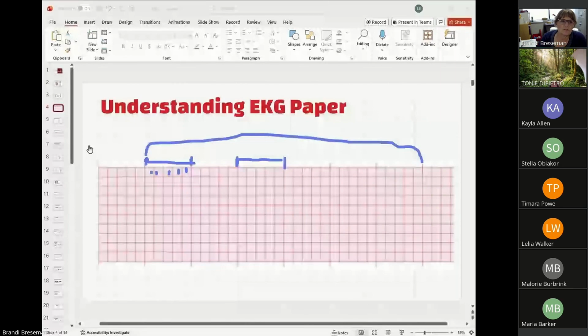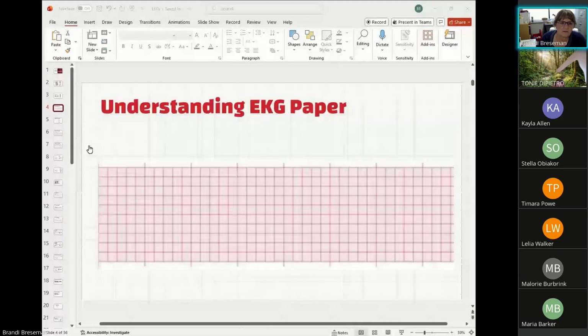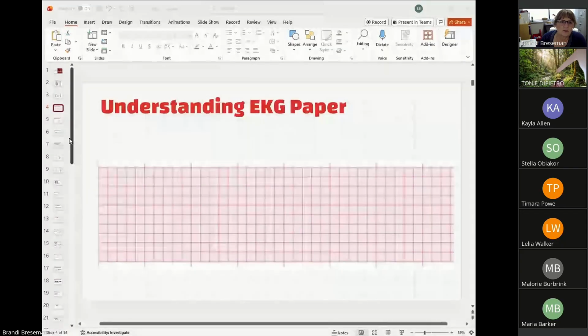So when we go to the next slide, I have to turn my annotation off. Give me a second. Let me figure out. Okay. And then let me turn off annotate.